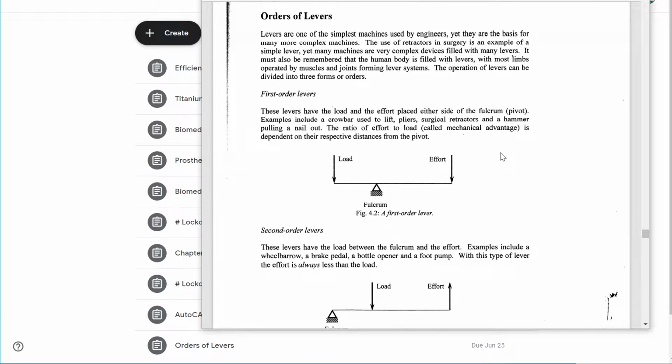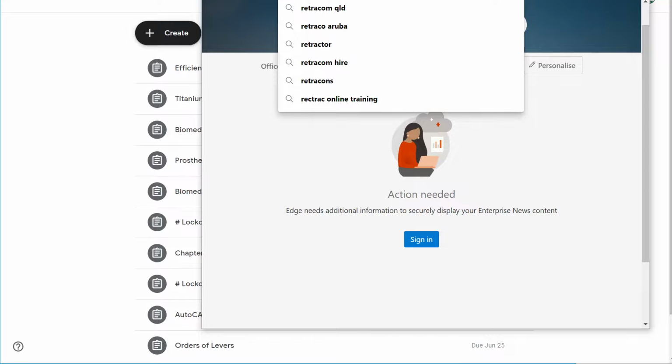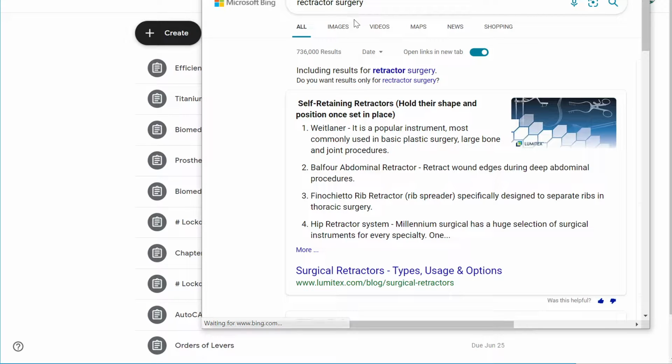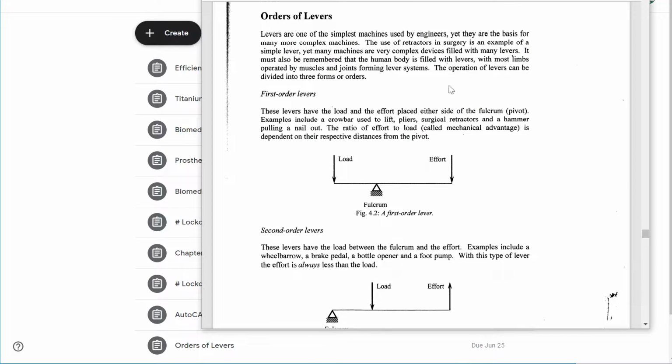So we know that there are different kinds of levers. We use things like retractors in surgery. These are things we can use to move things, to position things or hold things when we're doing surgery, right? Now the question is whether or not these things are going to give a mechanical advantage or not. That's what we're here to find out. Okay.